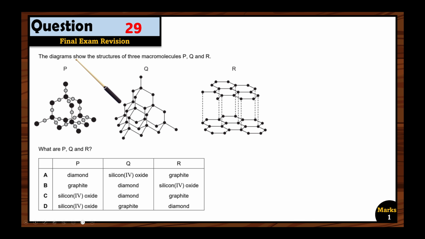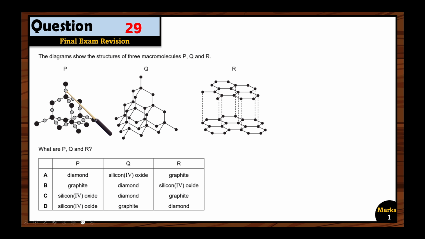Question number 29. The diagram shows the structure of three molecules P, Q, and R. Okay, what are P, Q, and R? Let's see. Okay, so now we come towards the giant covalent structures. You have to remember this tetrahedral structure is usually for diamond or silicon dioxide. They both have almost the same structures. So how can we differentiate which one is diamond and which one is silicon dioxide, because they both have the same structure? You can see it from the atoms. How many types of atoms are here?